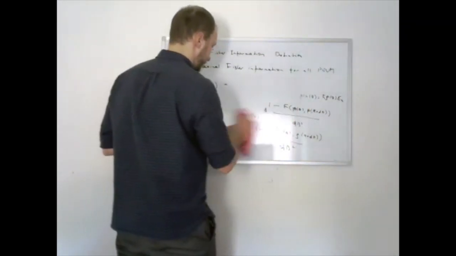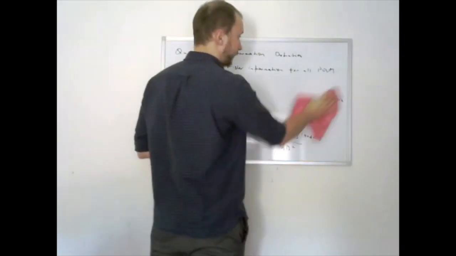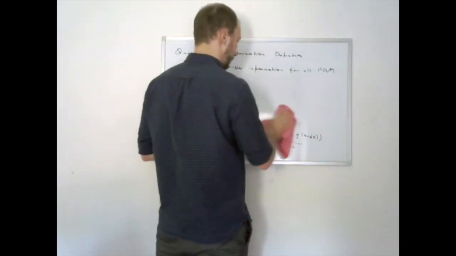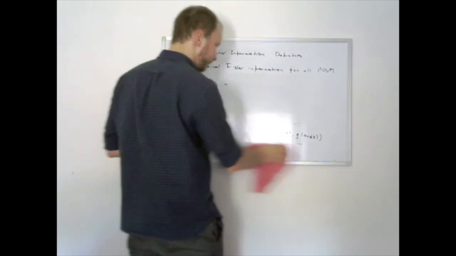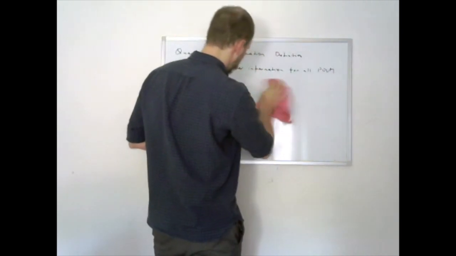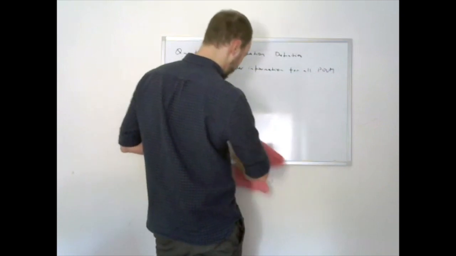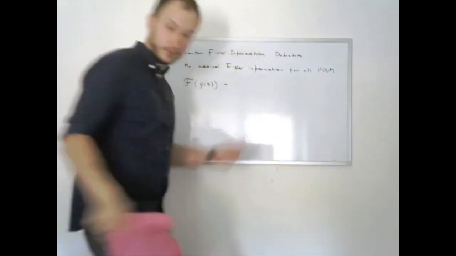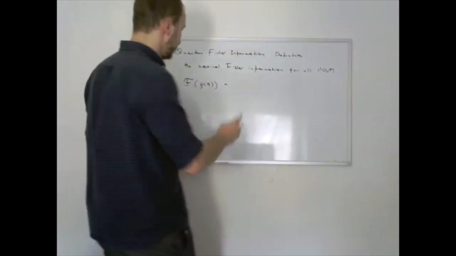Of the Fisher information. And of course, since this is the case, you can use the Cramér-Rao bound, and we then know that the mean squared error of the estimation is bounded by 1 over this Fisher information. So we'll give the definition.